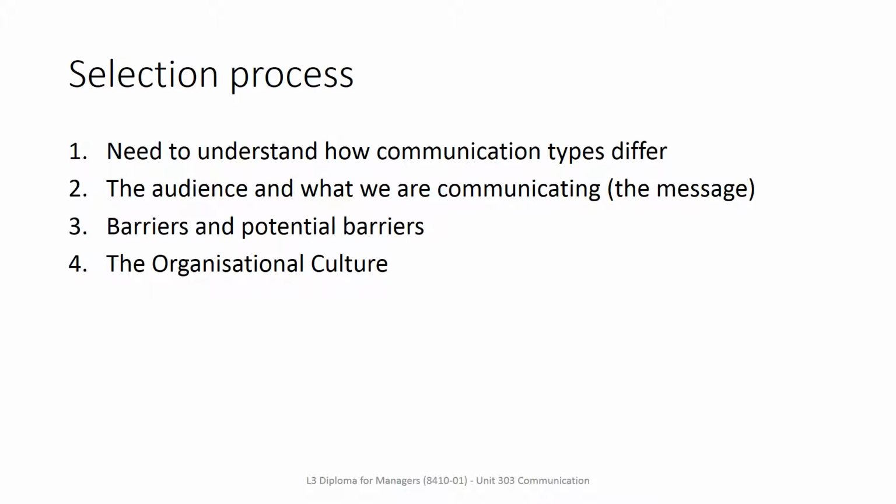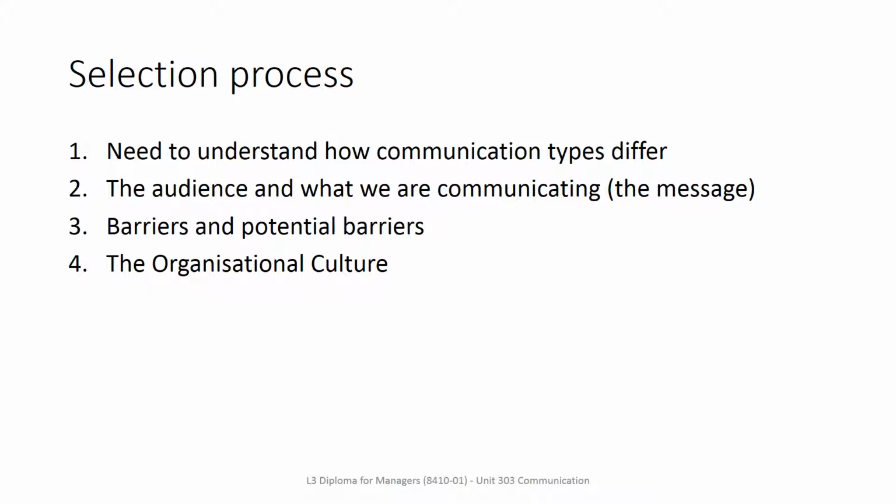So we've established that we've got a mass of different types of possible communication. It's how we choose and what we decide to use that makes our communication effective. And there's a number of things we're going to need to consider in that sort of selection process, as we call it. We need to understand how different communication types differ, and we've talked about that in that initial slide about how they link together and how they differ.